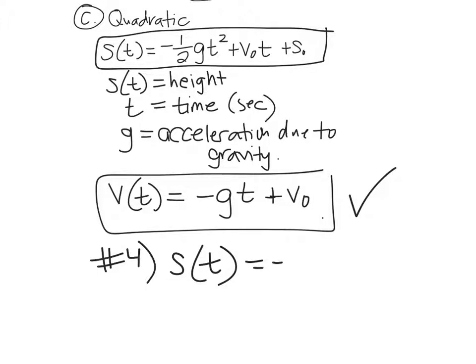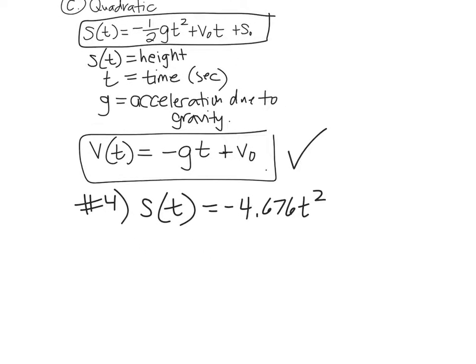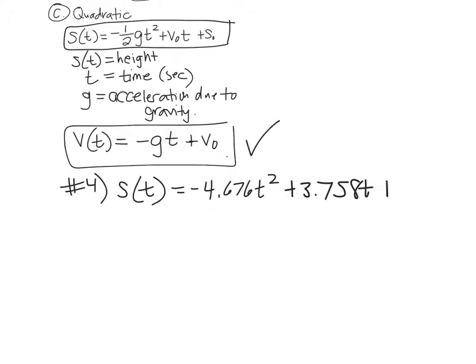S of t equals -4.676 t squared plus 3.758 t plus 1.045. Okay, so there we go. And it's an excellent fit. They got the r squared to be 0.999999. All right, and it also says that the height is in meters and the time is in seconds.